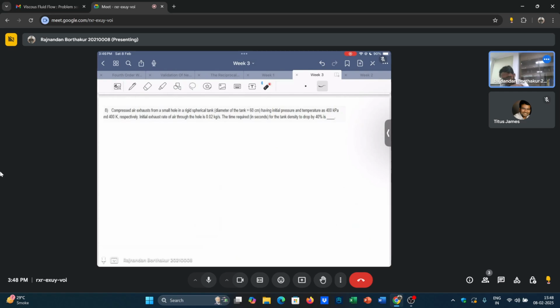Pi, I will call it the initial pressure at time t equal to 0, is basically given to you as 400 kilopascal, and your initial temperature, I will call it Ti at time t equal to 0, is also given as 400 Kelvin. All right.